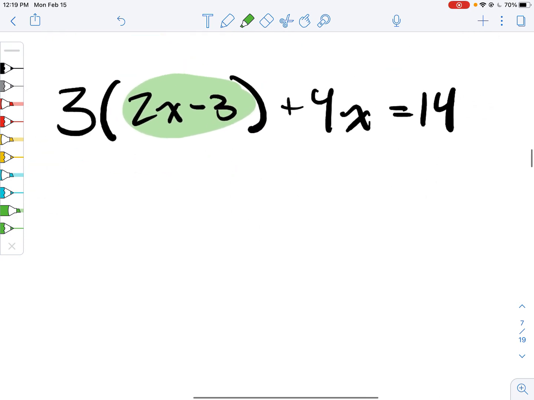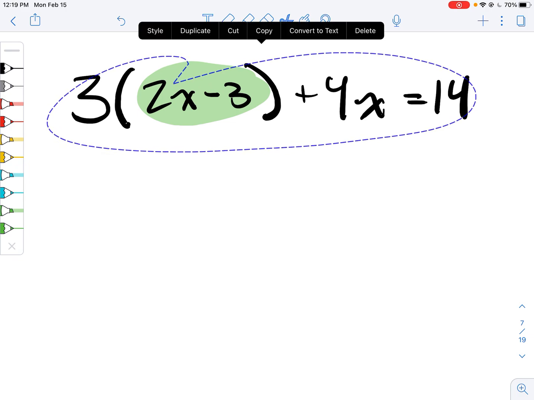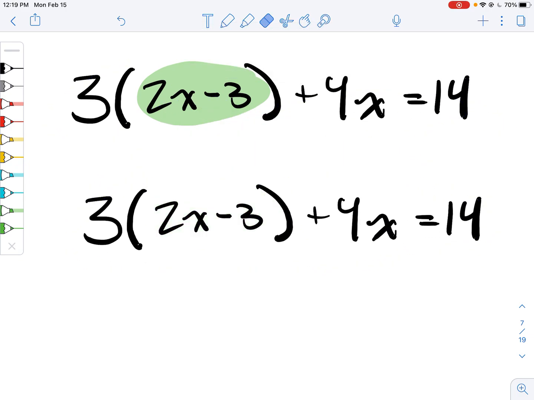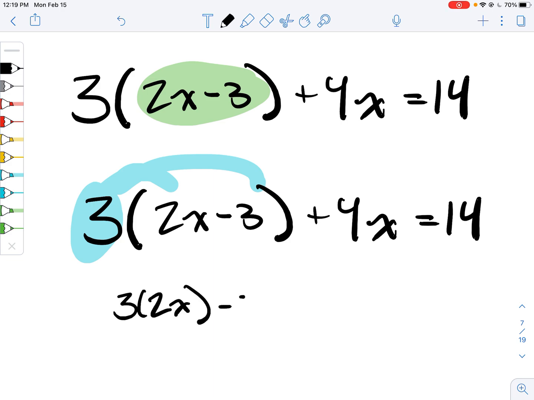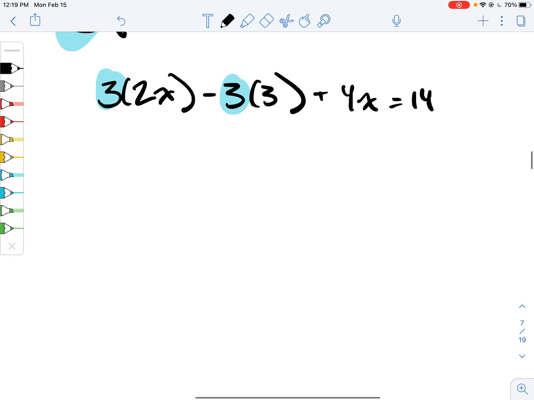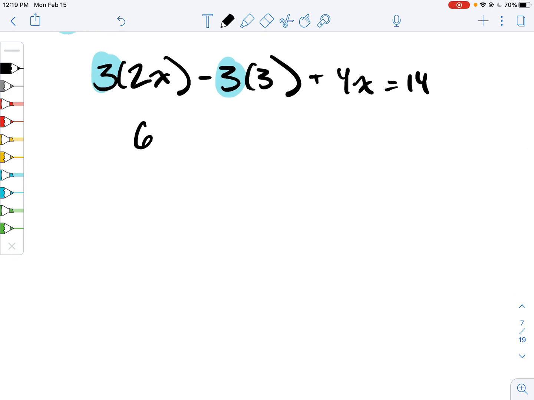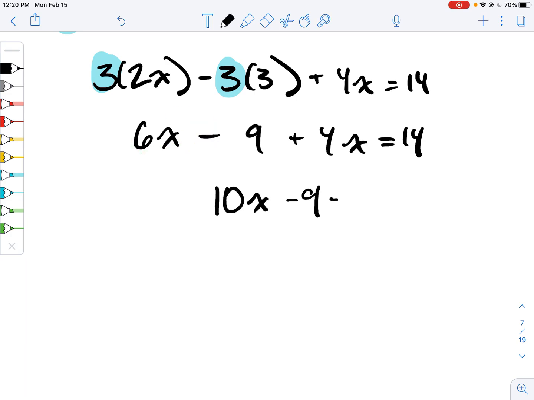Now let's simplify it. My first step is going to be to distribute this 3. I'll use blue. I'm going to distribute this 3 into here, which gives me 3 times 2x minus 3 times 3 plus 4x equals 14. Simplifying gives us 6x minus 9 plus 4x equals 14. Then I see my two x terms and I'm going to combine like terms, giving me 10x minus 9 equals 14.